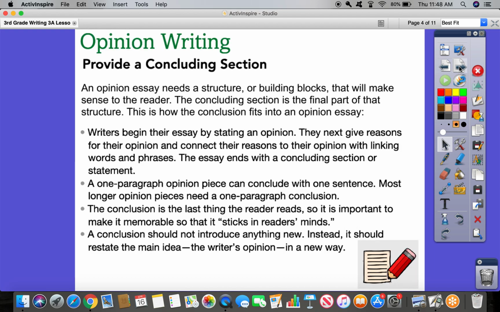In opinion writing, we provide a concluding section. An opinion essay needs a structure or building blocks that will make sense to the reader. The concluding section is the final part of that structure. This is how the conclusion fits into an opinion essay.